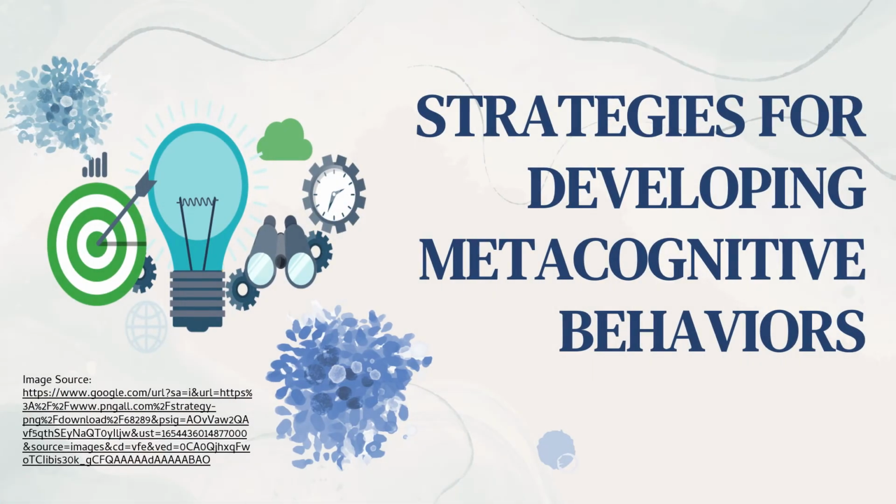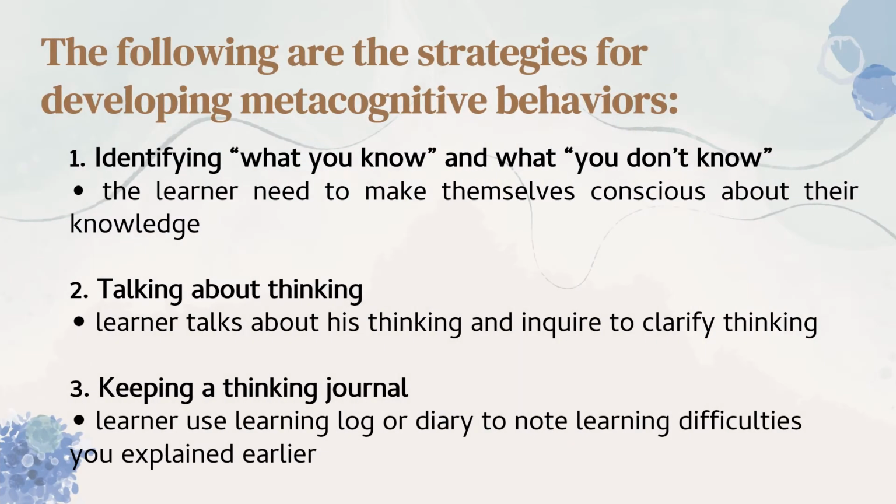For our next topic, the strategies for developing metacognitive behaviors. The following are the strategies for developing metacognitive behaviors. Number 1, identifying what you know and what you do not know. The learner needs to make themselves conscious about their knowledge. Number 2, talking about thinking. Learner talks about his thinking and inquires to clarify thinking.